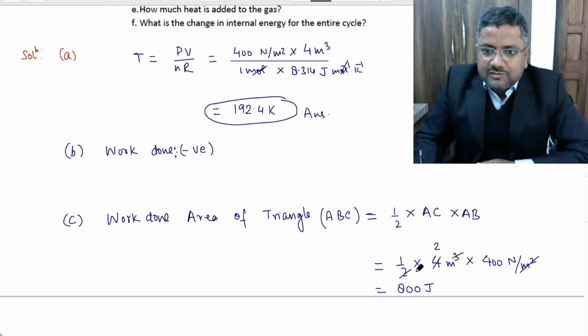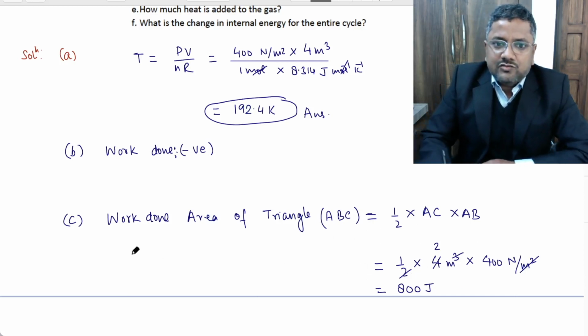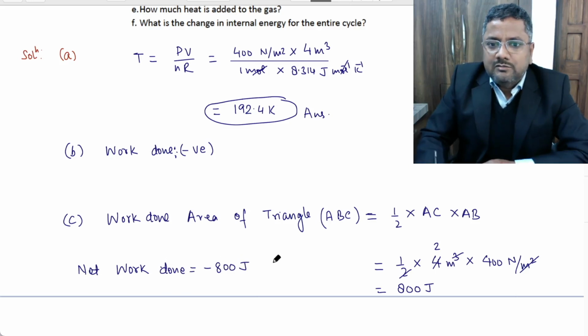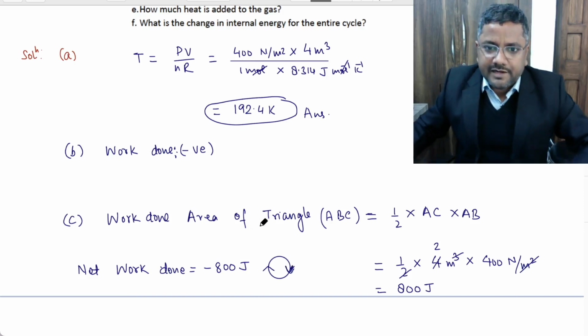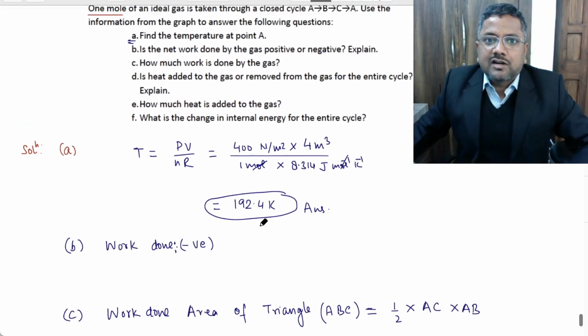But this is the area math. We have calculated from the math, but we have to put sign here. So the net work done is equal to minus 800 joule, because this is clockwise. From initial to initial state, we are moving clockwise, so this is negative, right? So C part is over.